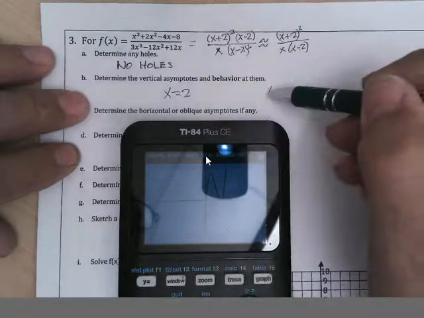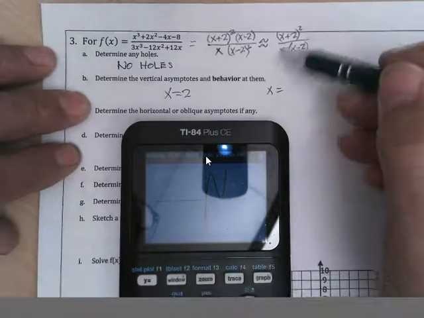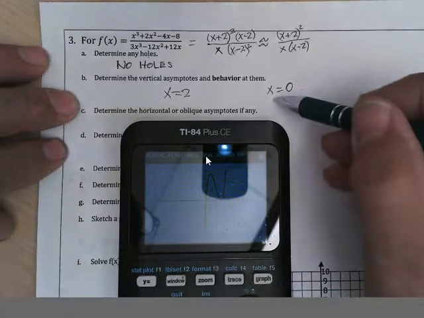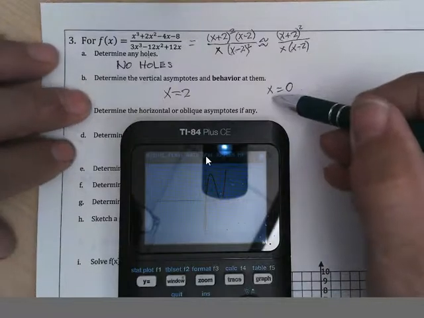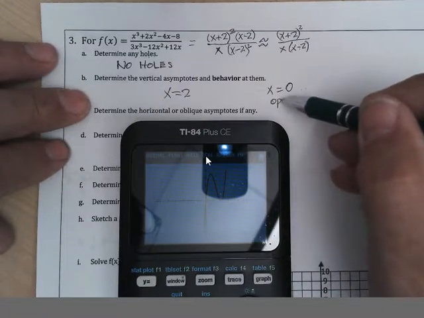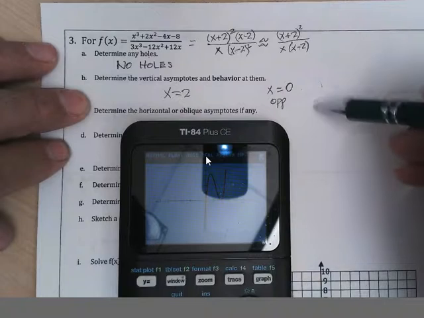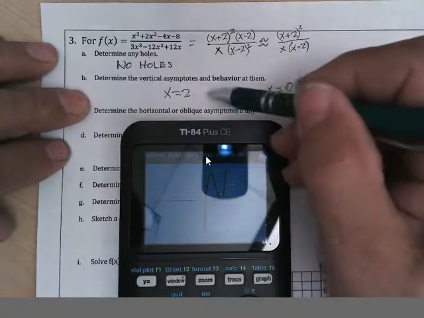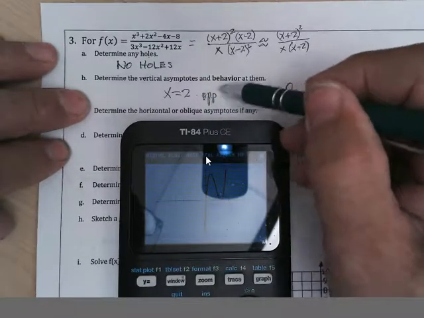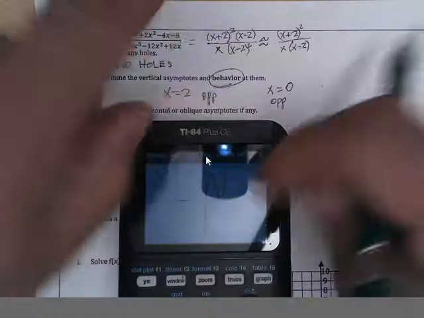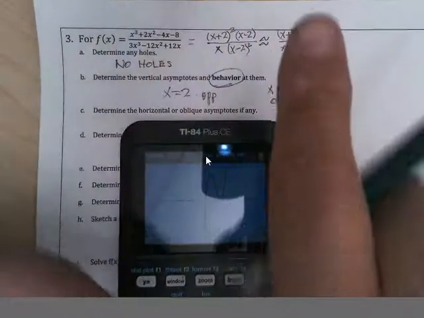and at x equals 0. This factor happens once, so it goes opposite at that place. One asymptote's up and one's down, depending on which way, and same here, they go opposite. So that's what I mean by the behavior. Do they both go in the same direction, or do they go in opposite directions? Okay?